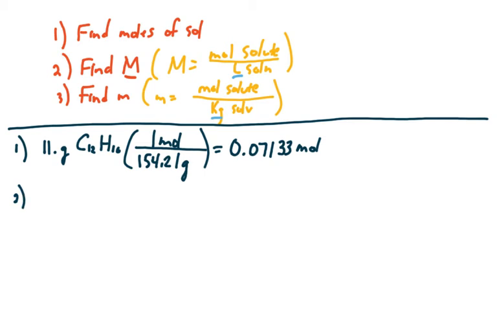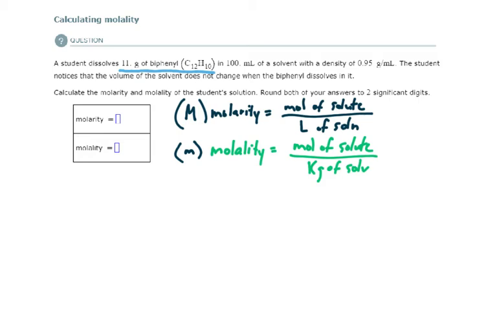Find molarity. Capital M is molarity. Molarity is equal to the moles of solute divided by the liters of solution. Let's go back. They give me here the volume of the solvent. So this is obviously a solid here. It's dissolved. I had 11 grams.